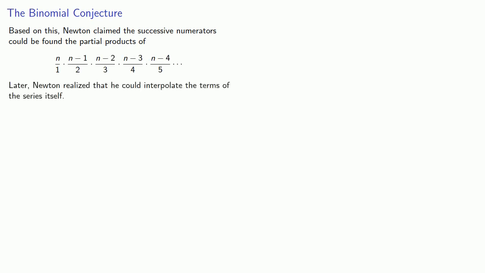So, what's a mathematician who doesn't make conjectures? Based on this, Newton claimed that the successive numerators could be found in the partial products of this expression, and it was only later that Newton realized he could interpolate the terms of the series itself.